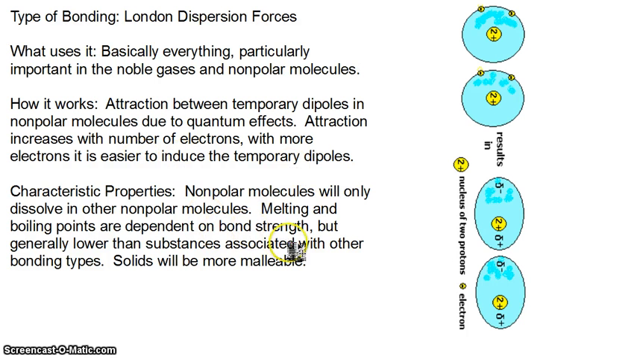So this is all the different types of bonding that we'll talk about, and we'll be doing a lab where you'll be looking at different substances and classifying what type of bonding they have based on the properties they have. So it's important to have this background information before doing this lab.